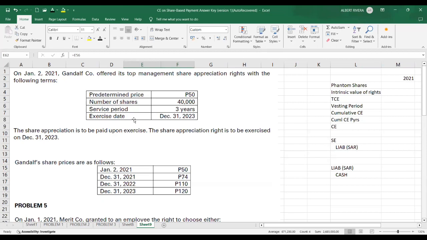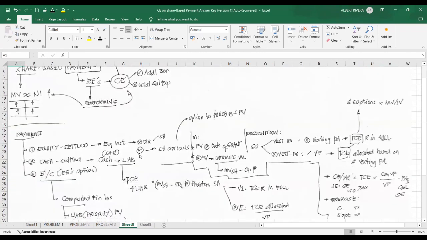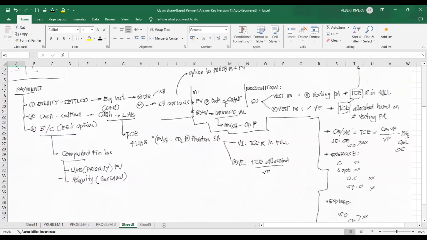So market value of the shares minus the predetermined price times the phantom shares. The phantom shares is a ghost shares. Ghost in the sense na hindi naman talaga ibibigay ito. Ang ibibigay dito class is cash. Diba? Going back to the concept map, ang ibibigay talaga dyan ay cash. And that is in the form of share appreciation rights, and that is considered as a liability until after the payment has been served. Okay?